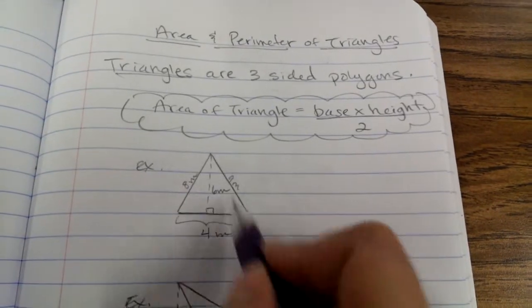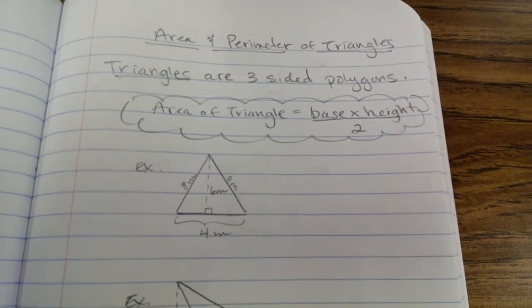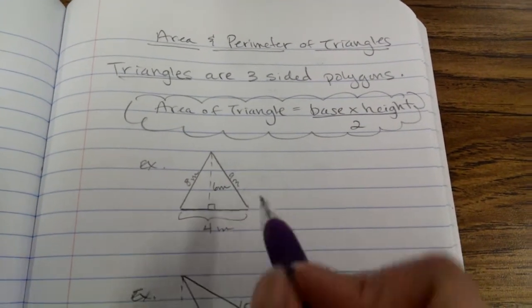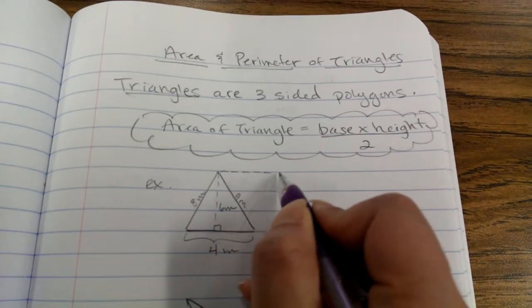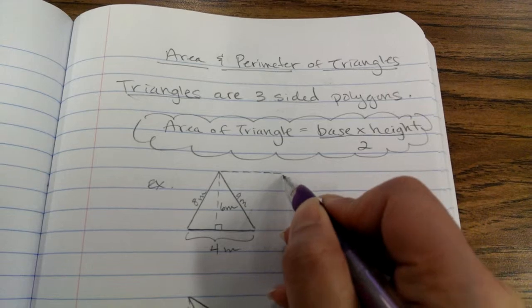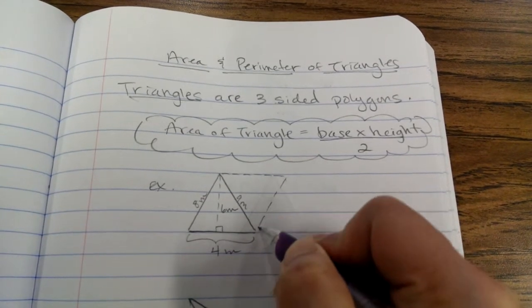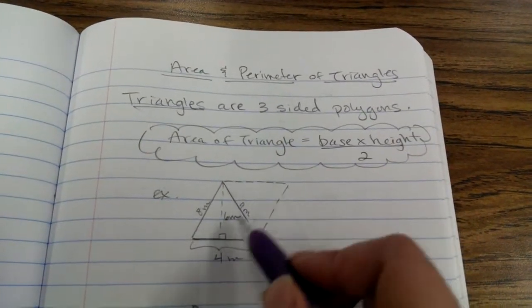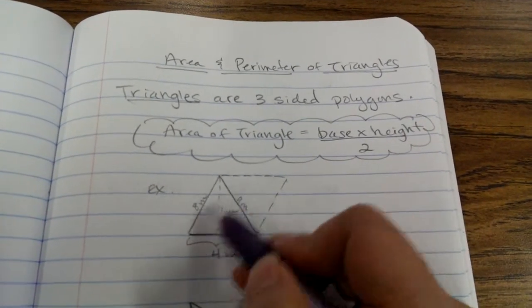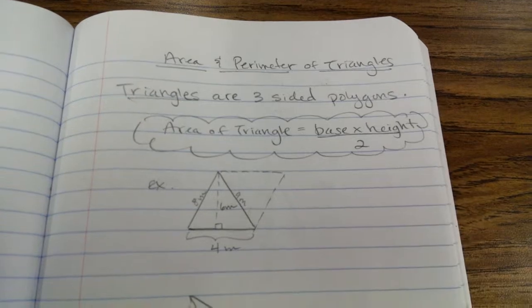Okay, so we have all our measurements, right? Now, if I were to double this triangle and put it next to it, so let's go ahead and double it. So you can see I've doubled my triangle, and what does it form when I put two triangles together? What is this shape? It's a parallelogram, right?